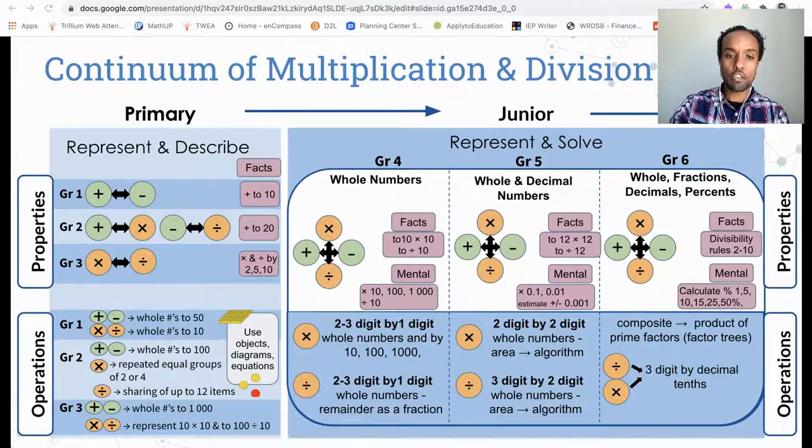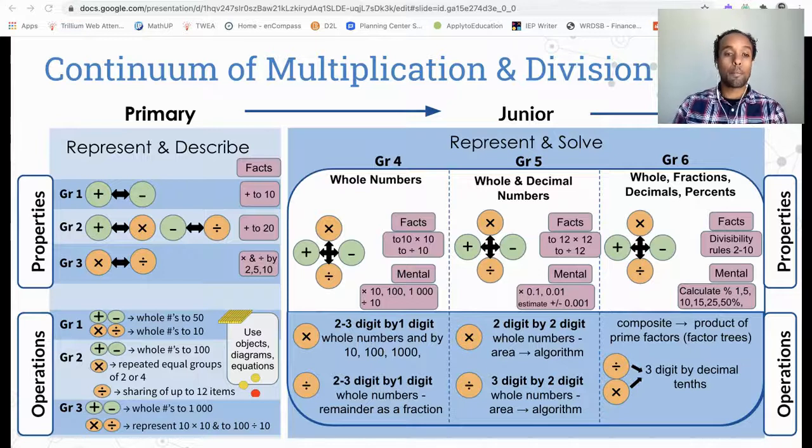We see that in multiplication and division, grade 4 students are starting with multiplying 2 to 3 digit numbers by 1 digit number. Now, it's important to note that these are "up to" goals, goals at the end of the grade. So students are not necessarily starting with multiplying 3 digit by 1 digit, but that's the progression, the end of your goals. They're also multiplying by 10, 100, and thousands, which is that base 10 concept there.